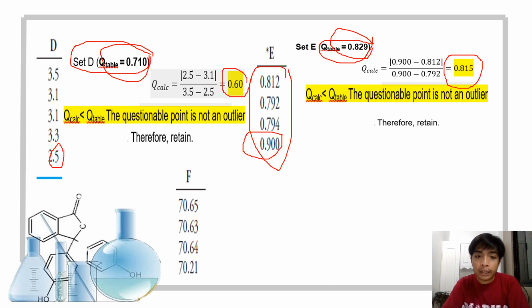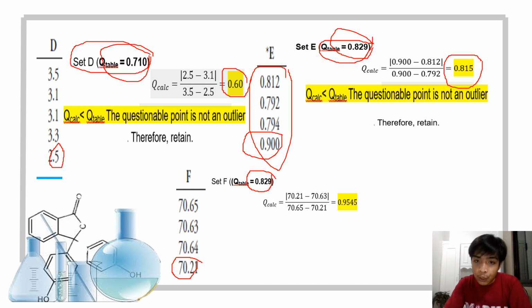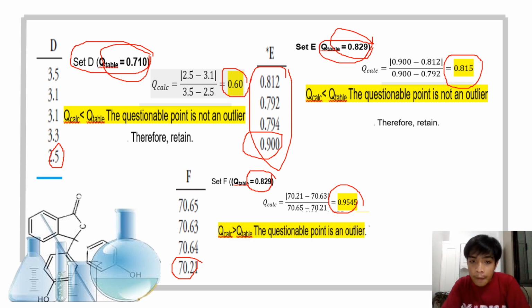But for this set F, the questionable point is 70.21. From the table, we will obtain 0.829 again since we have 4 data in a set. And from the calculation, we will obtain 0.9545 as Q calculated. And since now this is greater than the Q table, the questionable point is an outlier. Therefore, we will discard it. So meaning this will not be included in the computation of standard deviation. So that's it for the 7-6 problem.